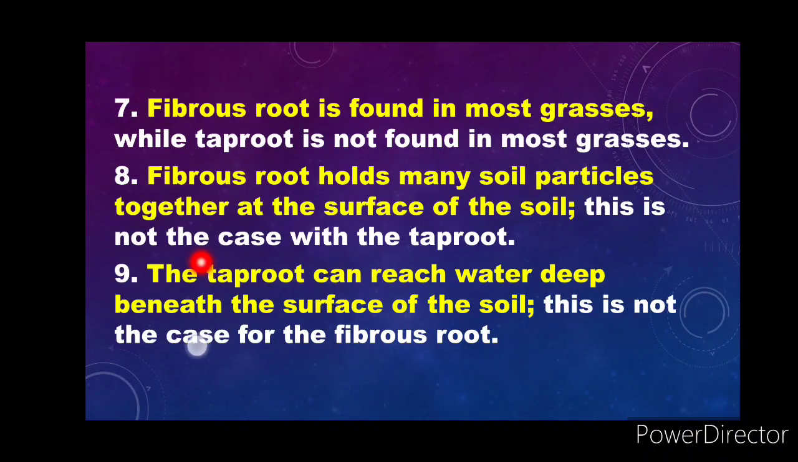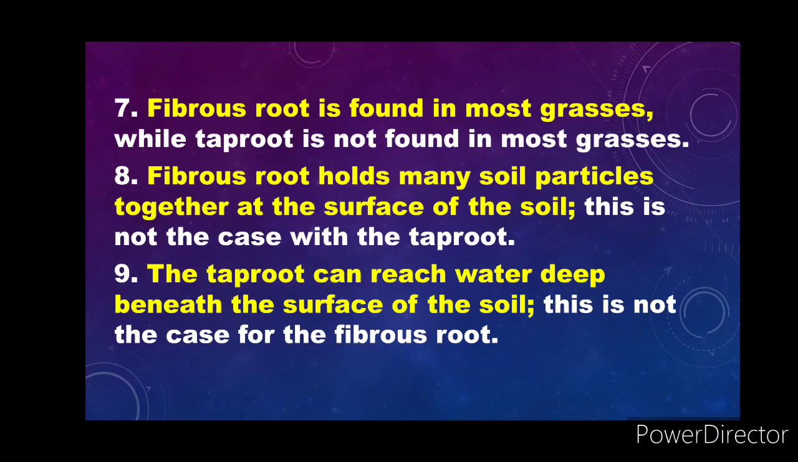Next point. The taproot can reach water deep beneath the surface of the soil. This is not the case for the fibrous root. In the taproot system, it can go deep beneath the surface of the soil, down to the underground water table, and from there it can take out the water. The desert oak, you have already read in the chapter, but you cannot find such a deep root system in the fibrous root.